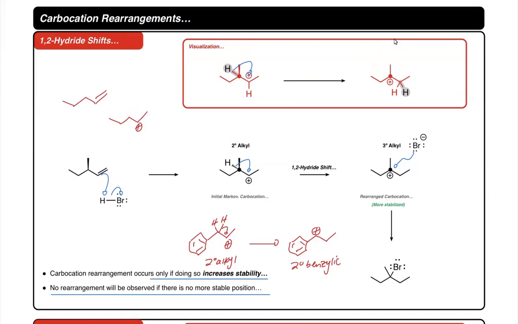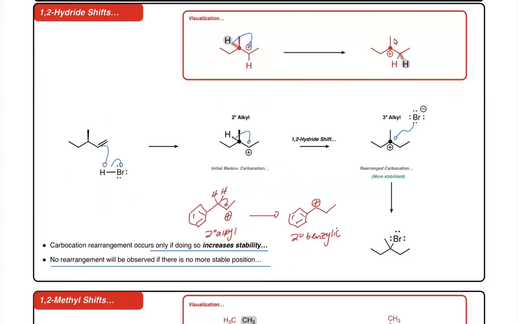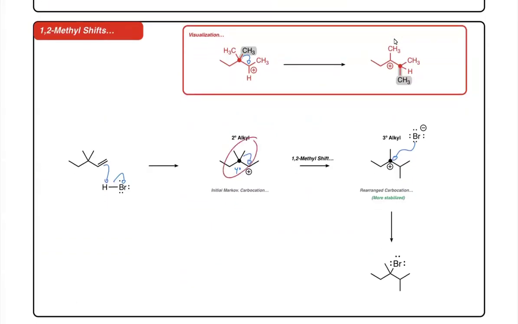And to reiterate, the trick to know if it's a hydride or a methyl shift is if there's a hydrogen, it will be a hydride shift. But if there's no hydrogen at the adjacent position but there is a methyl group, then we'll do a 1,2 methyl shift.